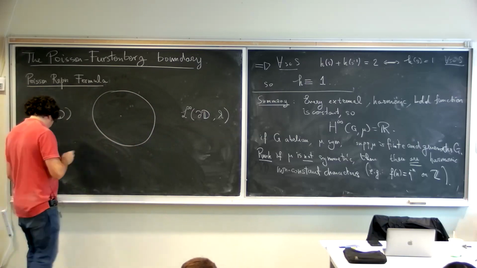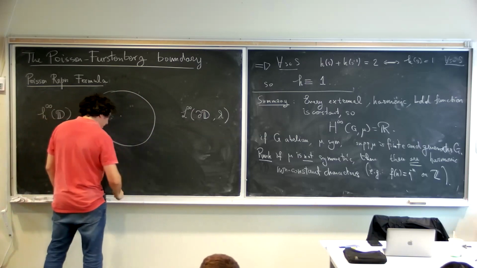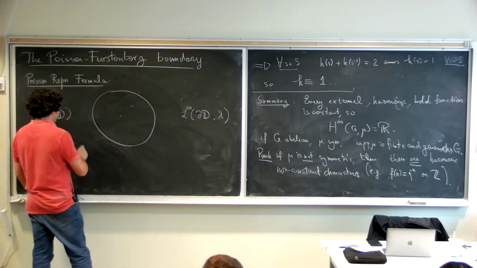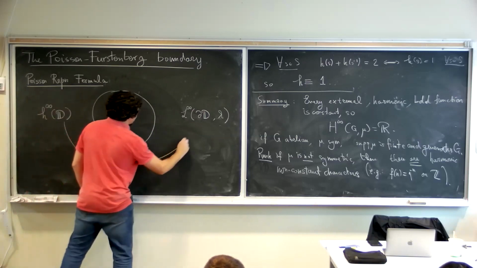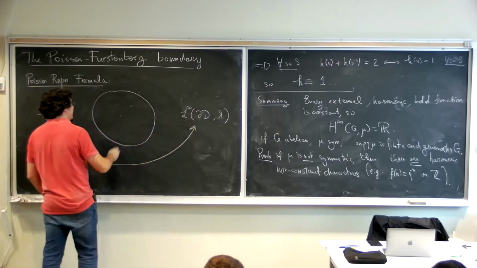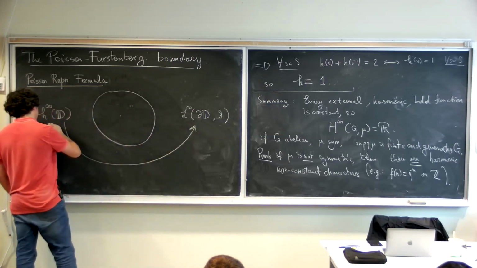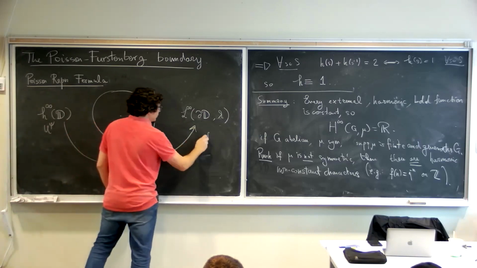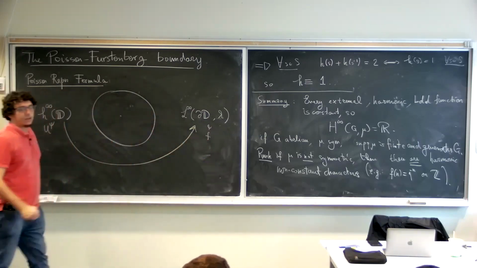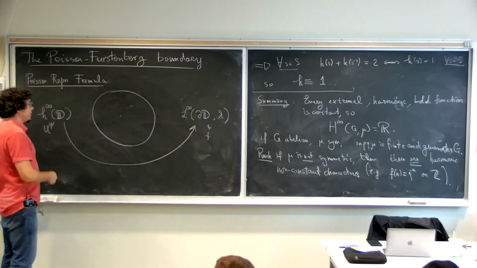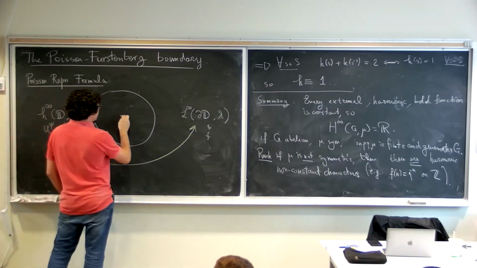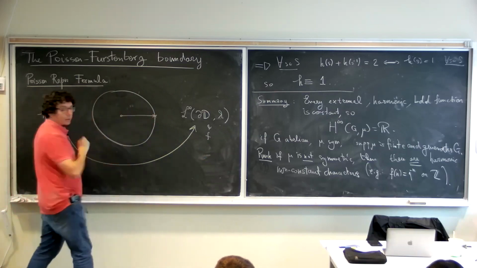Going to complex analysis, of course, there are many ways to go this way. If I give a function on the inside, which we denote by u, and a function on the boundary, which we denote by f, well, the most natural way maybe is to take just the radial limit.